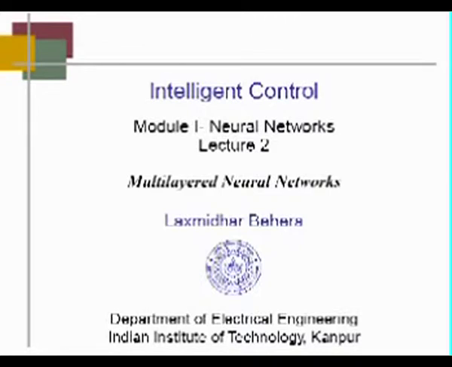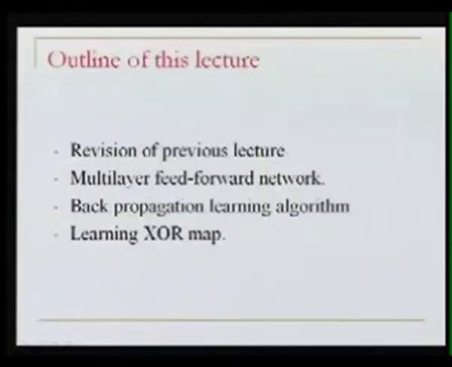So, this is the second lecture of module 1 on intelligent control. The outline of this lecture would be like this: revision of the previous lecture, multi-layer feed forward network, backpropagation learning algorithm, learning XOR map. So, these are the topics we will be discussing today.